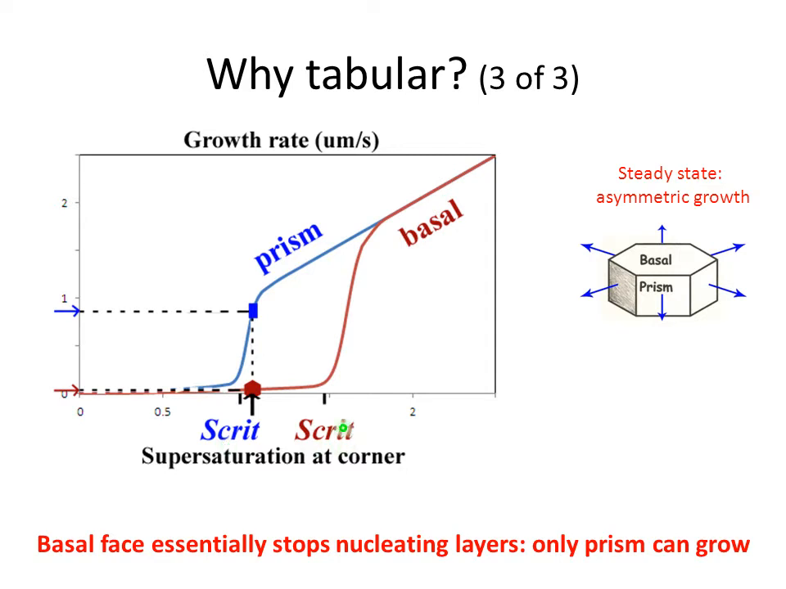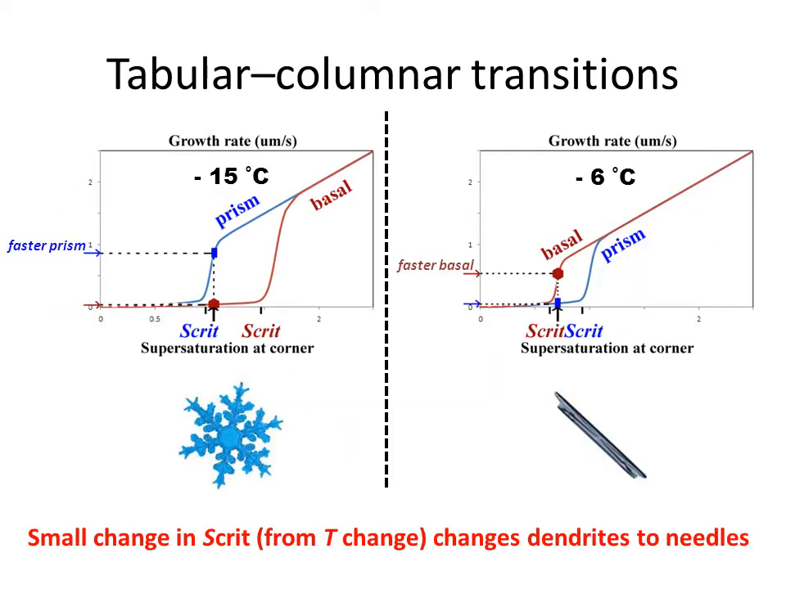Now these S-critical values may differ by only 30% or so. The growth rates can differ by a factor of 100. This is highly asymmetric growth in the tabular regime. The tabular column transitions are then explained easily by temperature changes in the critical supersaturations.